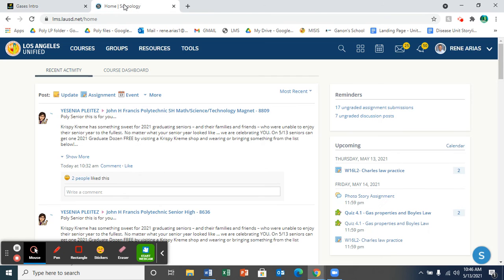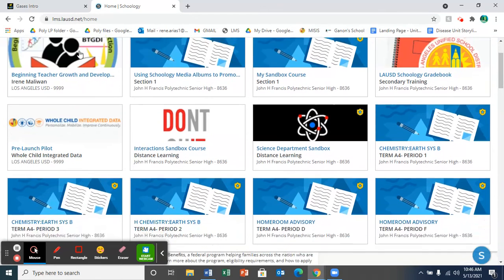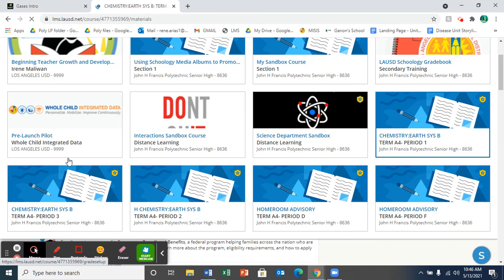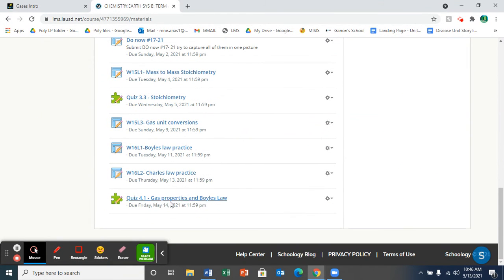And then last of all, again, during class, you're going to head over to your course, and you're going to scroll to the bottom, and you should see this quiz here, quiz 4.1, gas properties and Boyle's law. Make sure you take that by the end of class. Okay. If you have any questions, you can feel free to message me.